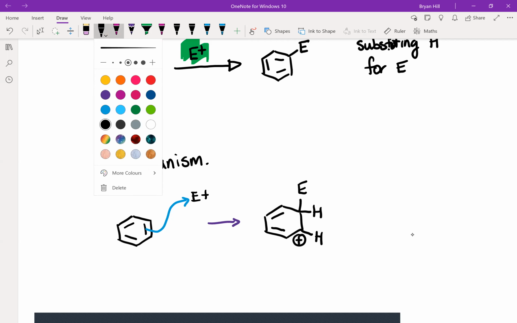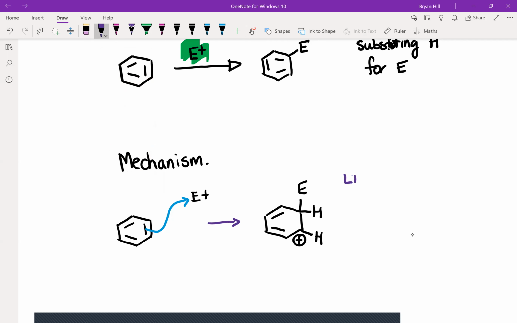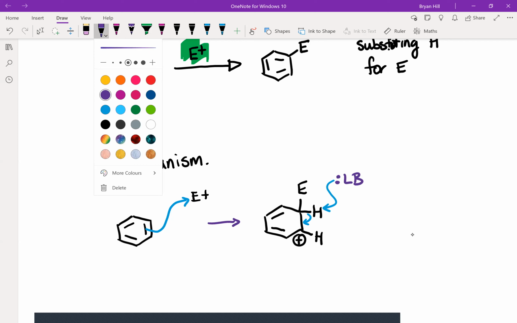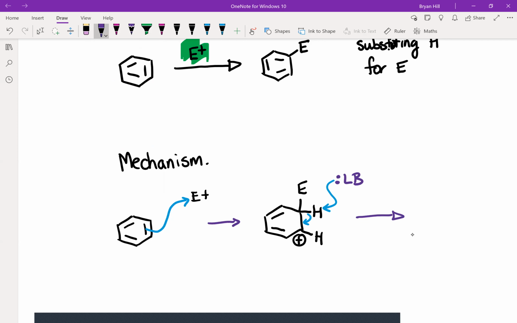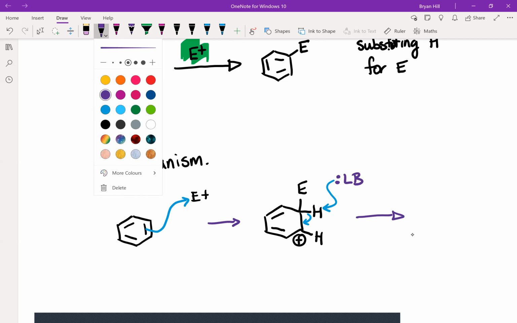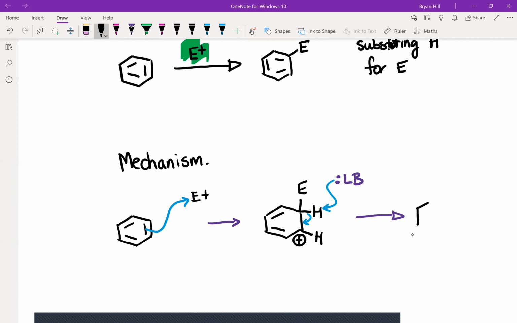So the next step is that some Lewis base, so all we need here is a pair of electrons, is going to come along and grab this proton, and those electrons are going to go there to re-aromatize the ring. Now you're going to say to me, what's the Lewis base? Well, in each case, it's slightly different, but that is the mechanism. So basically that's it, and it's the same thing over and over and over again.